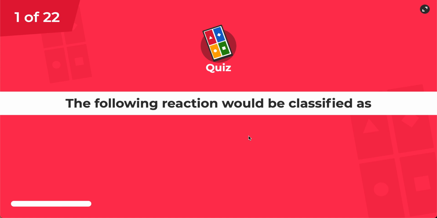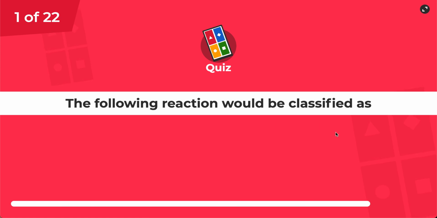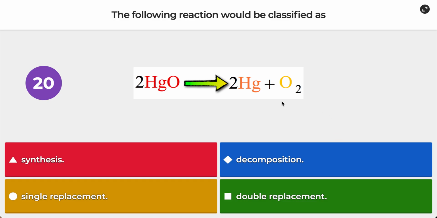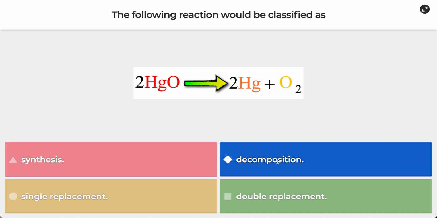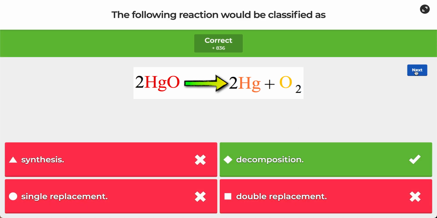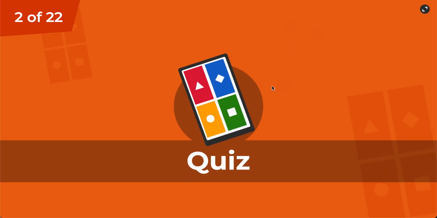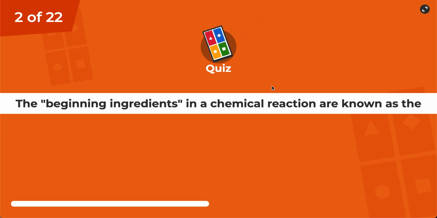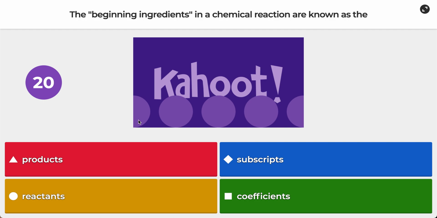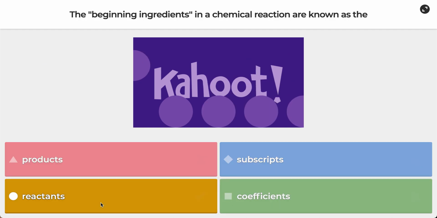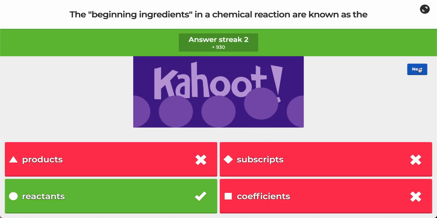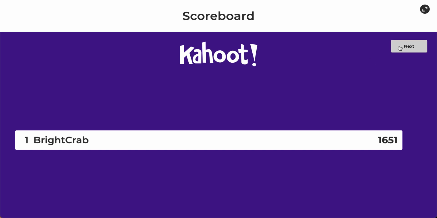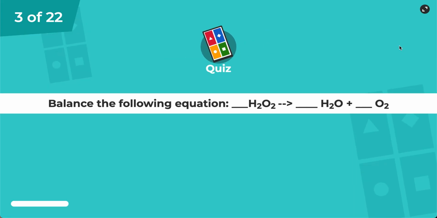All right, question one. The following reaction would be classified as what? All right, so we have a complex molecule that is broken down into two simpler molecules. That is a decomposition reaction. Number two, the beginning ingredients in a chemical reaction are known as the reactants. The reactants. All right, question three.